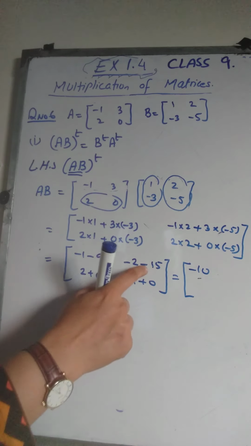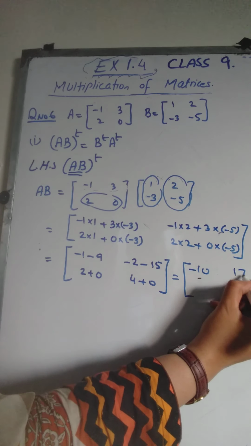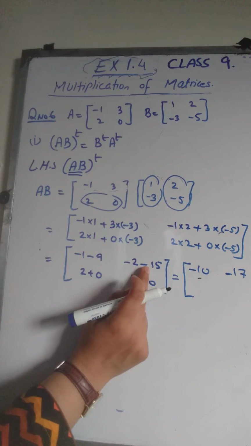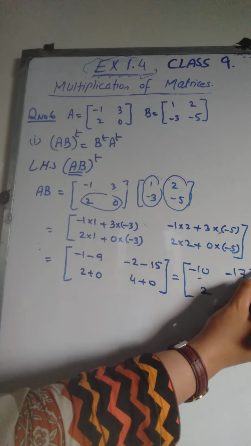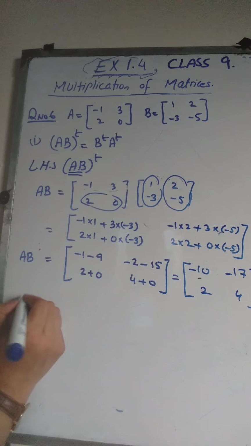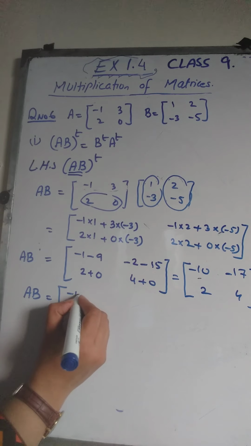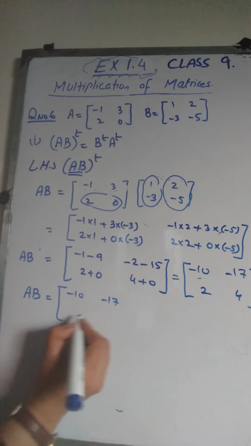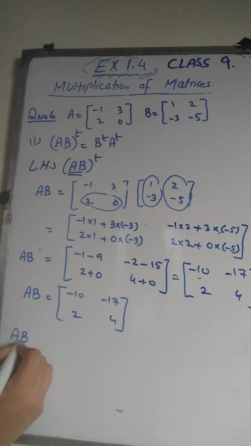-2 minus 15, signs are same, we are going to do addition. 15 plus 2 is 17, and put a negative sign with it because the greater number carries the negative sign. 2 plus 0 will be 2 and 4 plus 0 will be 4. So this is AB. We have calculated AB to be equal to -10, -17, 2 and 4. Now AB whole transpose will be the transpose of this matrix.